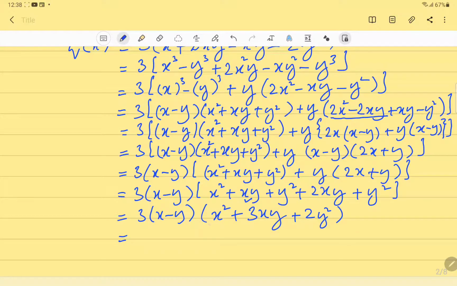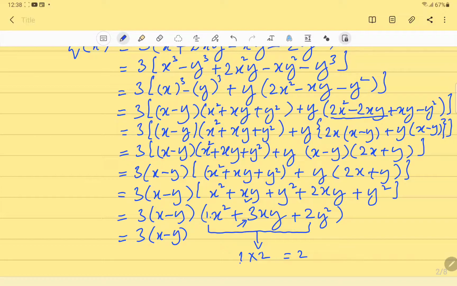This expression in the second bracket is further factorizable. And how will we factorize it? The same way. What is the coefficient of x squared? It is 1. The coefficient of y squared is 2. So we will multiply these two, and we get 1 into 2 is equal to 2. In this case we have only one pair of factors, and we have to see if we can get 3 by adding or subtracting these two, 2 and 1. Yes, if we add 1 and 2, we will get 3.